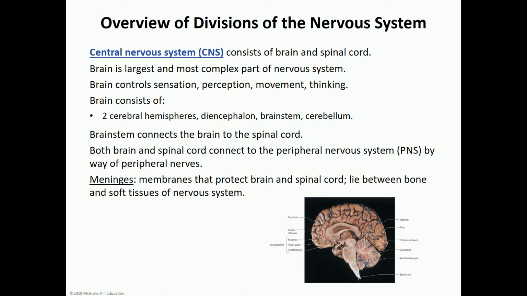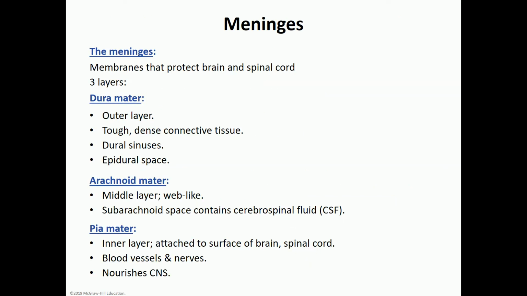Because these structures are kind of important, we have 3 layers that cover them, and these are protective layers. They're known as meninges. We'll talk about them right now. So the meninges, again, are your protective layers of the brain and spinal cord. From superficial to deep, there are 3 layers, so you want to know them in order.